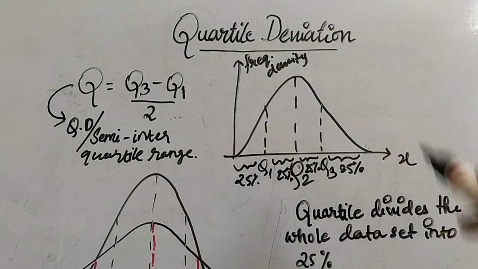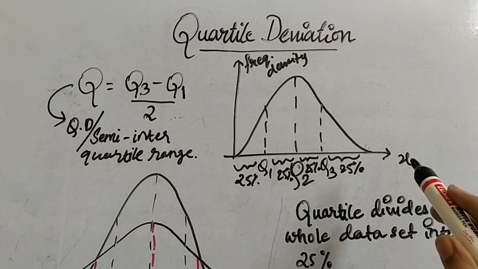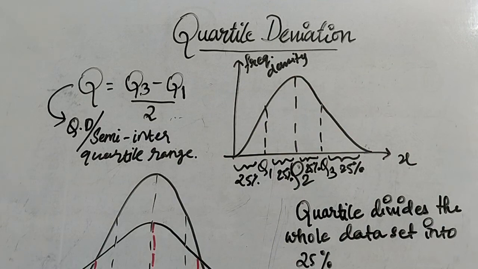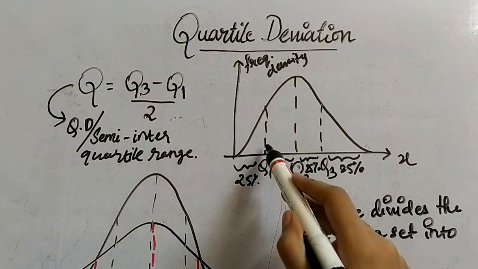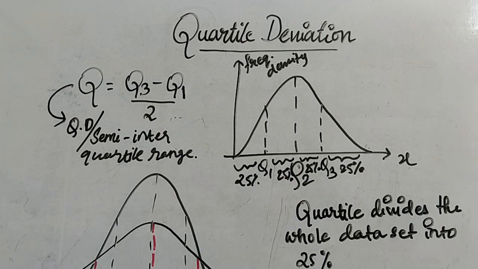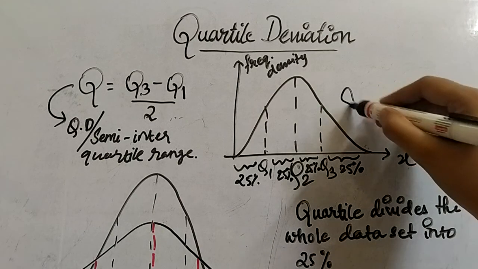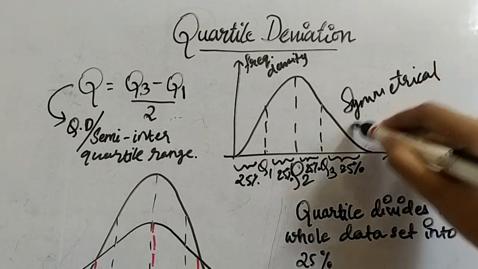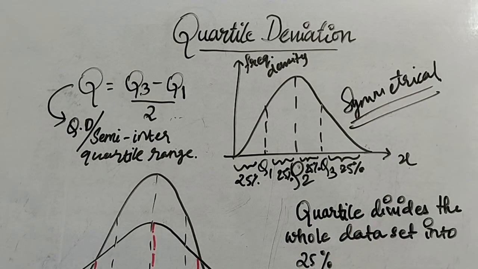Now in this diagram, as you can see, on the horizontal axis we have taken the x variable and on the vertical axis we have taken the frequency density, in order to get a continuous diagram. That's why we have calculated frequency density. Now as you can see in this diagram, this is the first quartile, this is the second quartile, and this is the third quartile. We have purposely taken a symmetrical distribution so that it would be easier to understand.